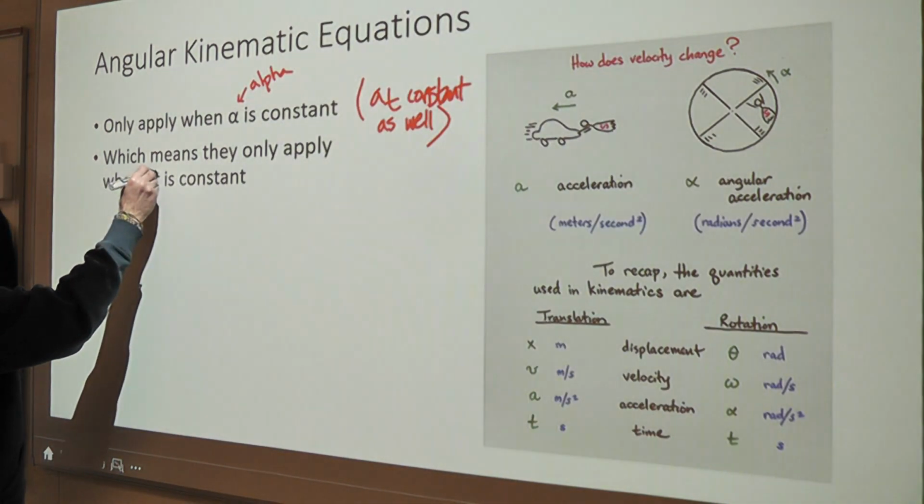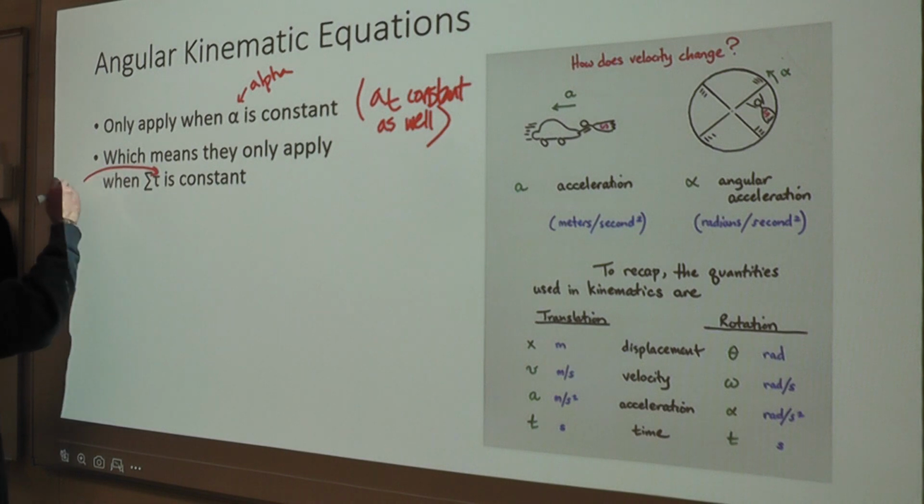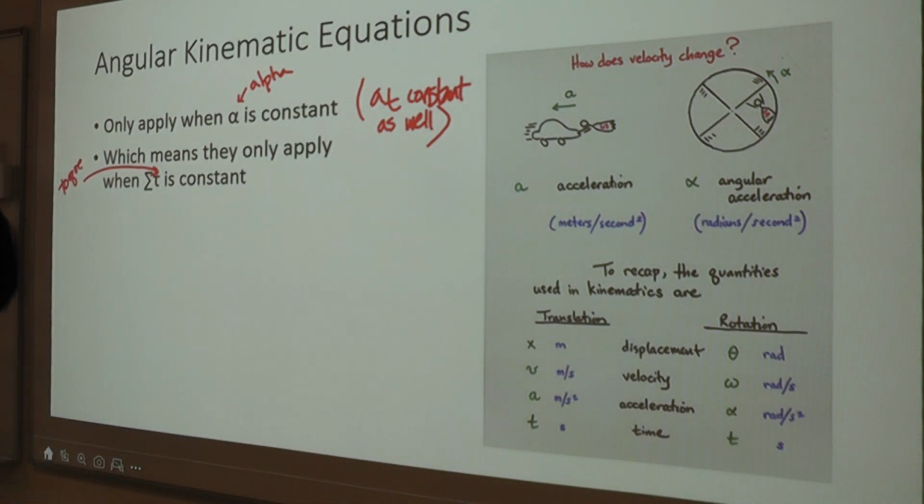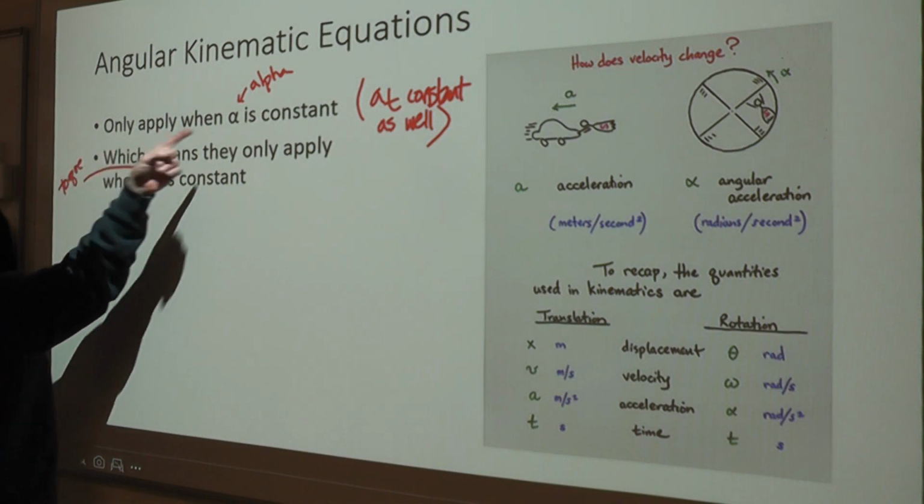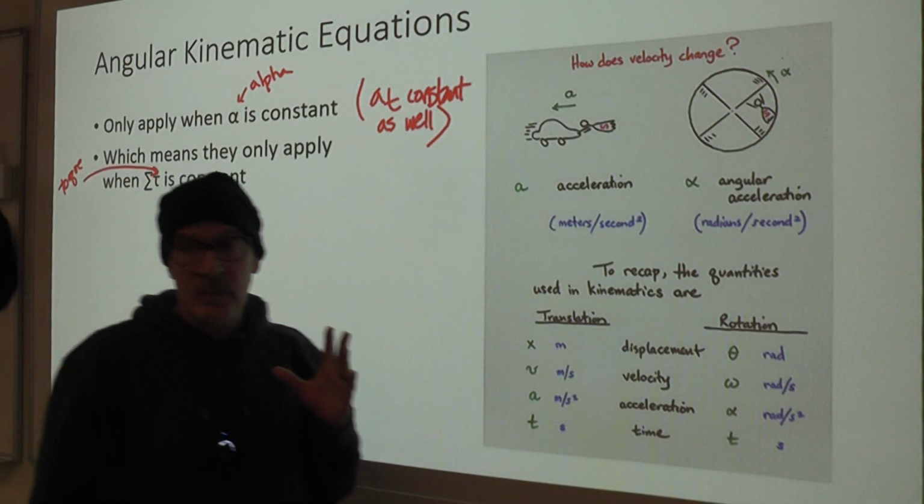This symbol right here is a tau, and it stands for torque. And you don't need to know anything about torque right now except to know that A, it's different from force, and B, overall torque has to be constant for angular acceleration to be constant. There's a Newton's second law for rotating systems. Sum of forces equals mass times acceleration. The sum of torques will equal rotational mass times angular acceleration. Okay?